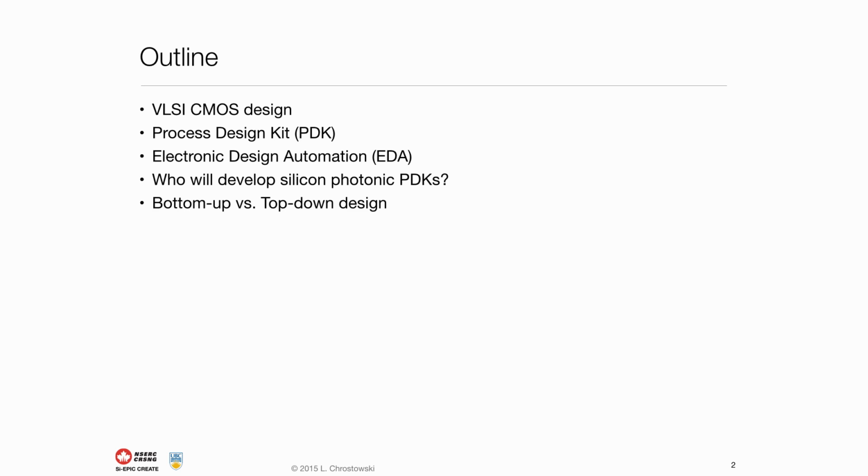We begin this section with a discussion of how VLSI CMOS electronics design is done. In summary, we are trying to replicate what the electronics world has been doing for many years, using what is known as electronic design automation, or EDA, using a mature process design kit, or PDK. We will talk about who will develop this PDK, and finally, we compare the bottom-up approach by which we began this course, where we focused on the physical modeling, to the top-down design approach, where we focus on circuit design.